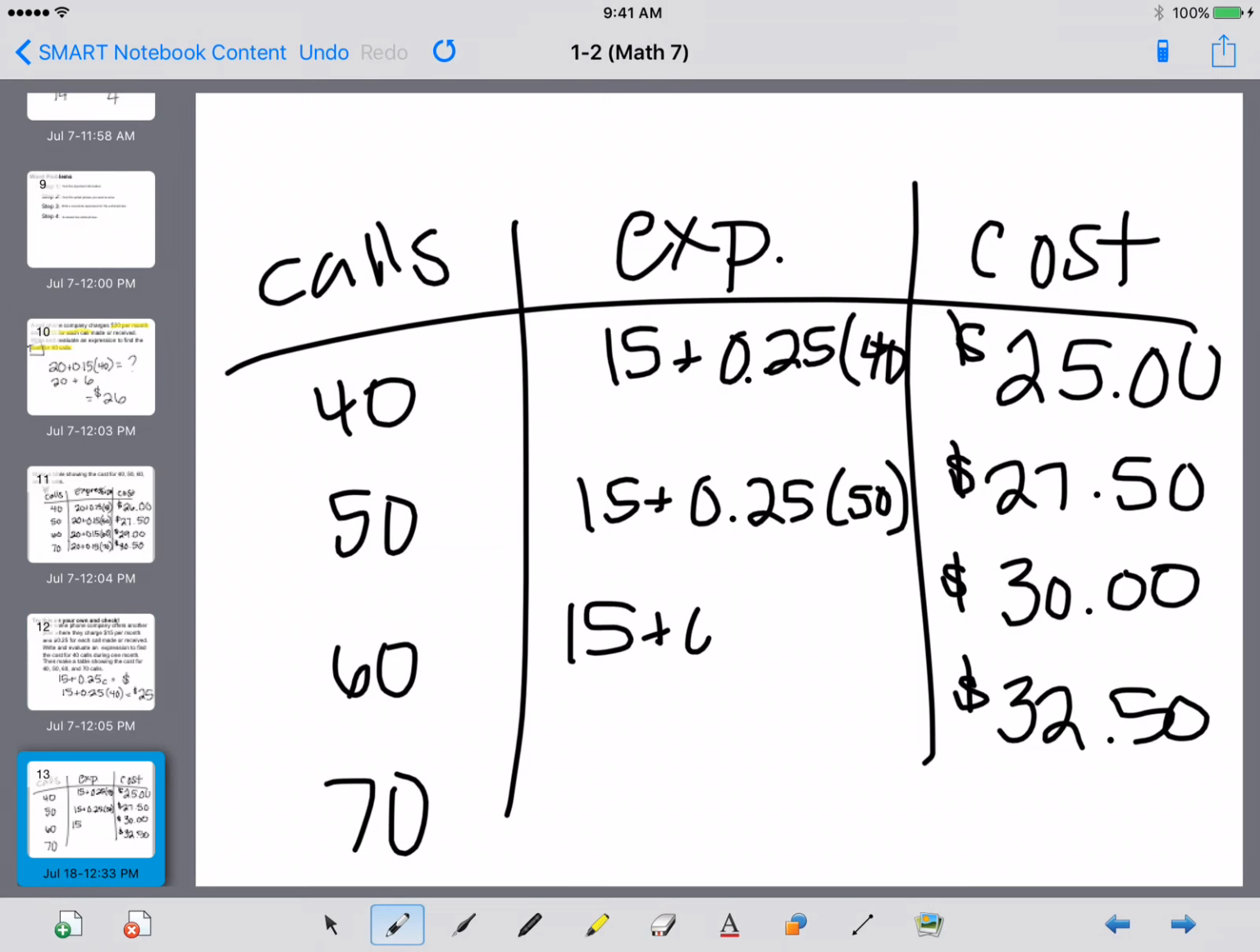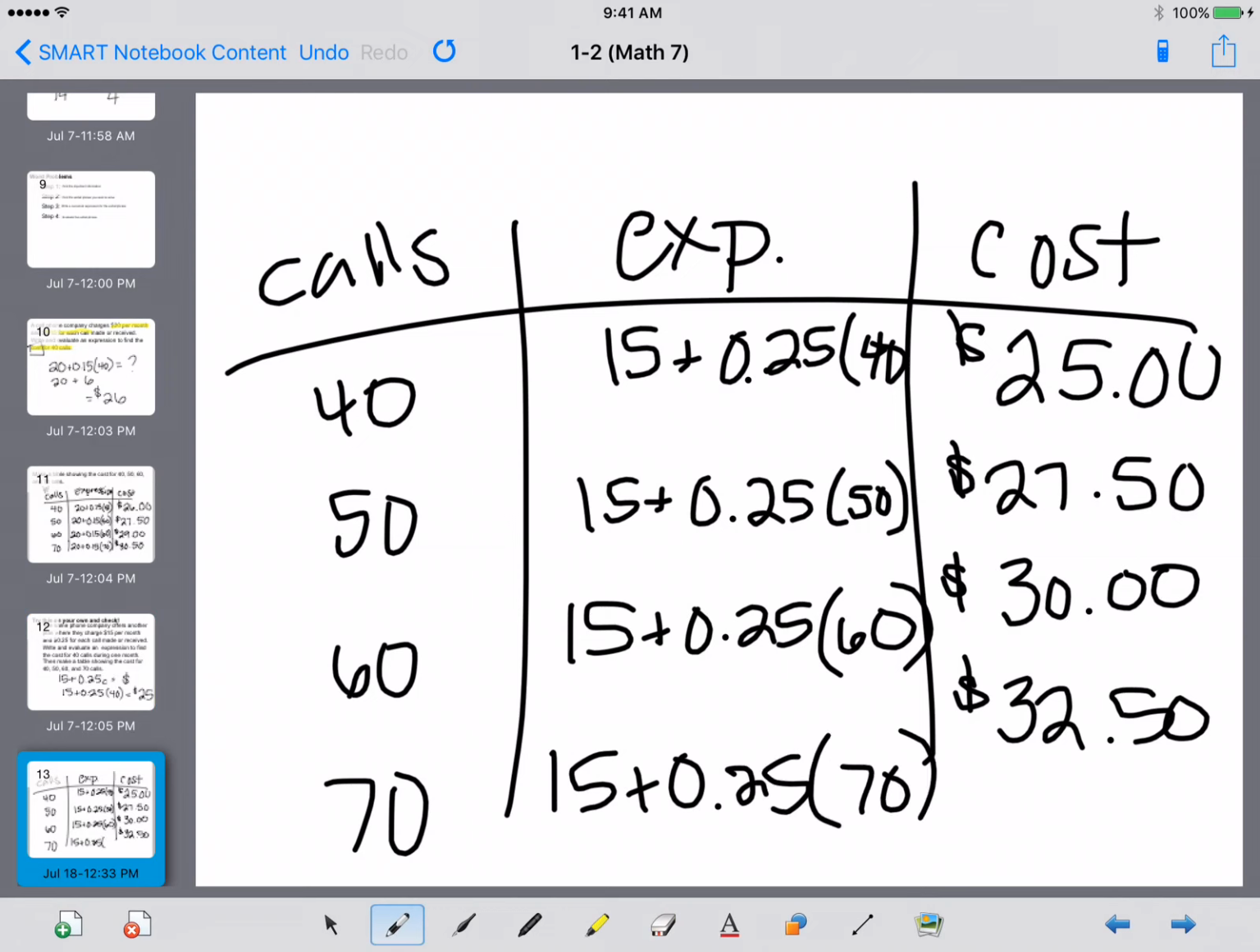So as I'm putting in my 15 plus 25 times 60, plugging it into my calculator, and I get $30. So perfect. And same thing here, checking, and I get $32.50.